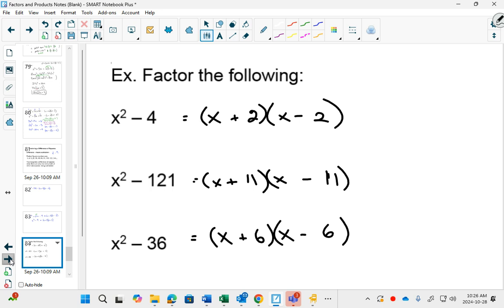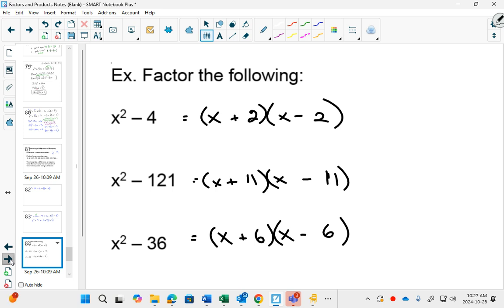Again, just like regular ones, you should always multiply it out after you figured it out to make sure it matches. Do my first ones in this one give me an x squared? Yes. Do my last ones, 6 and negative 6, give me negative 36? Yes. Do my outside and inside cancel out completely? They do.